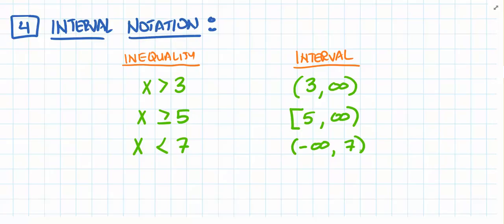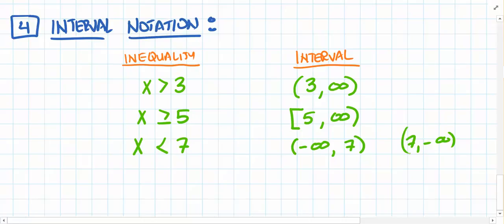So what would be the wrong thing to do? The wrong thing to do would be this, 7, comma, negative infinity. That just doesn't look right, okay? That doesn't make sense to us. We put the leftmost number on the left, just like we read a number line from left to right. So this would be the mistake. So don't write it like that, okay?